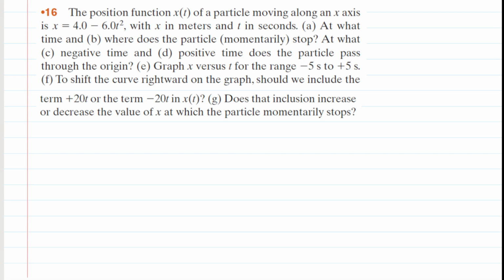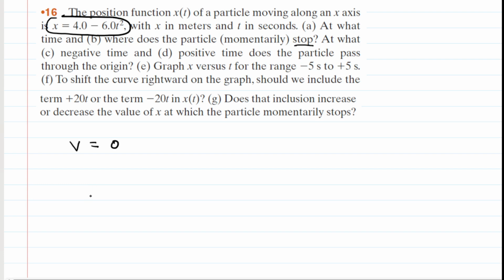Now for the solution. If you would like to, please pause the video just to reread the problem to get yourself reacquainted with what's going on here. In part A, we are asked, at what time does the particle momentarily stop? So of course, when a particle stops, then we know that its velocity is equal to 0. But in this problem, we are not given the velocity function. We are given a position function.